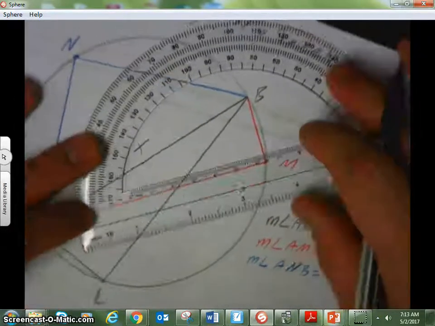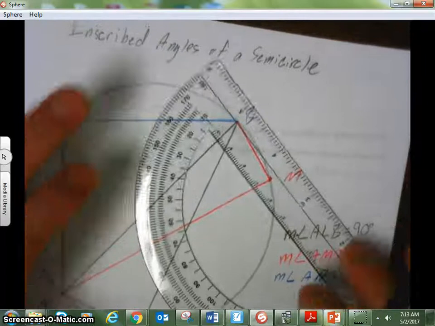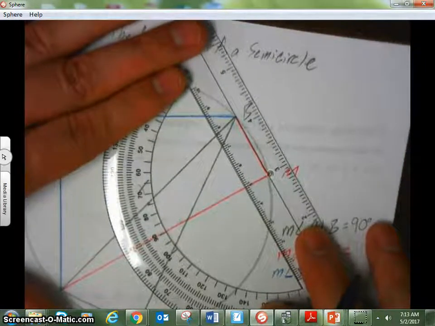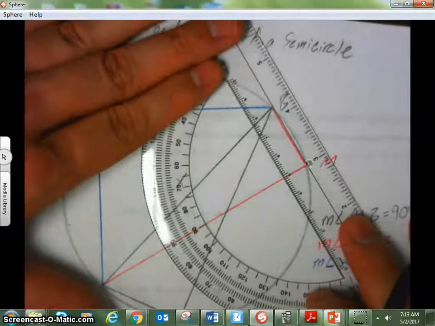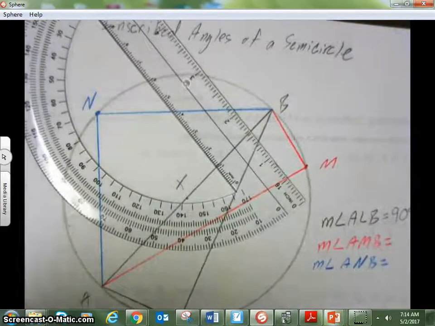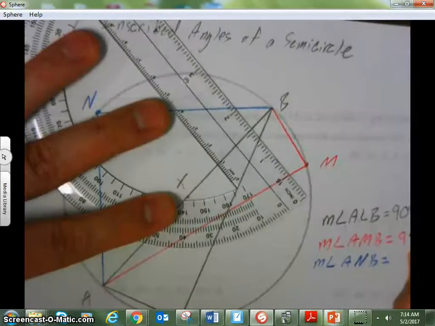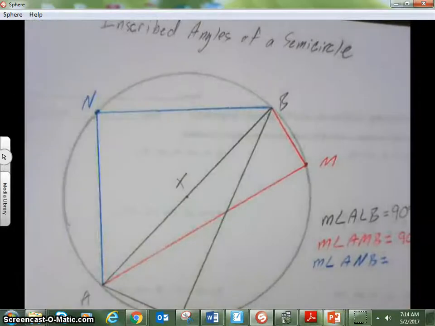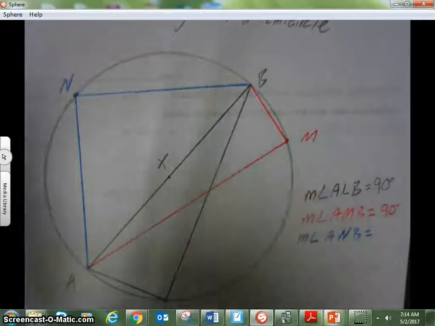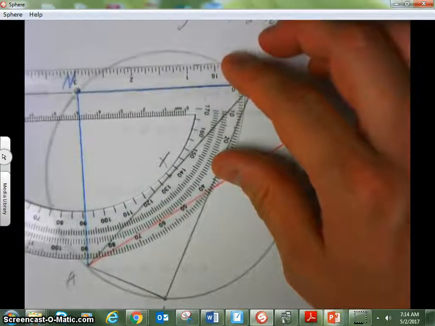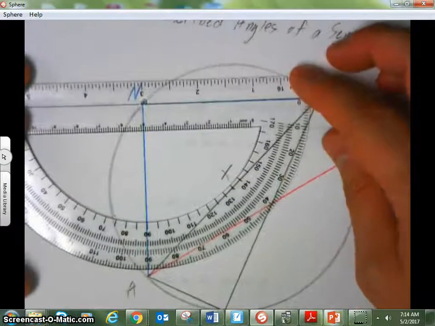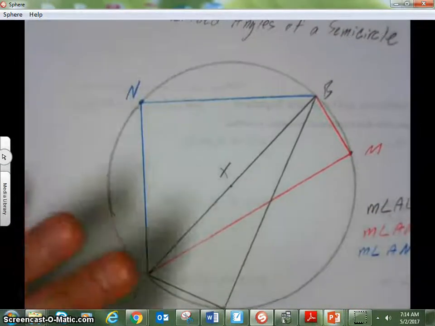Well, what about the other two? Let's turn this one around so we can see it, and measure it this way. Lining that angle up, we can see that the red angle here is also 90 degrees. And finally, measuring the blue angle, angle N, we see also that it has a measurement of 90 degrees.